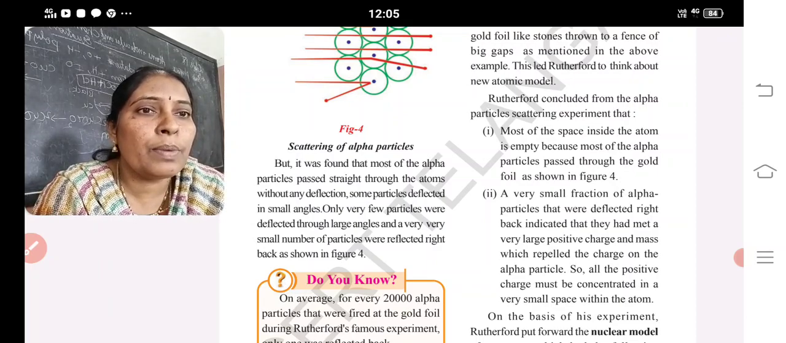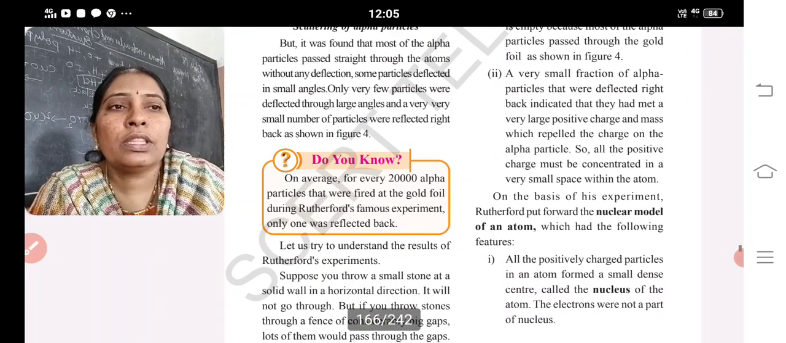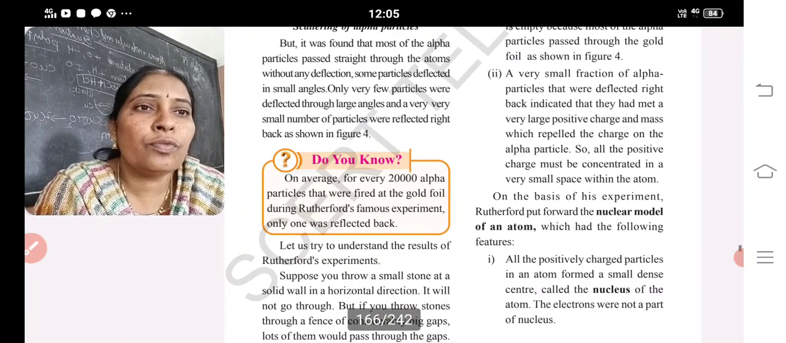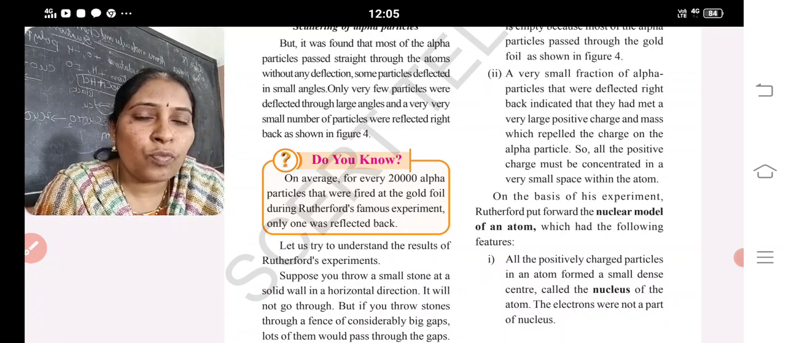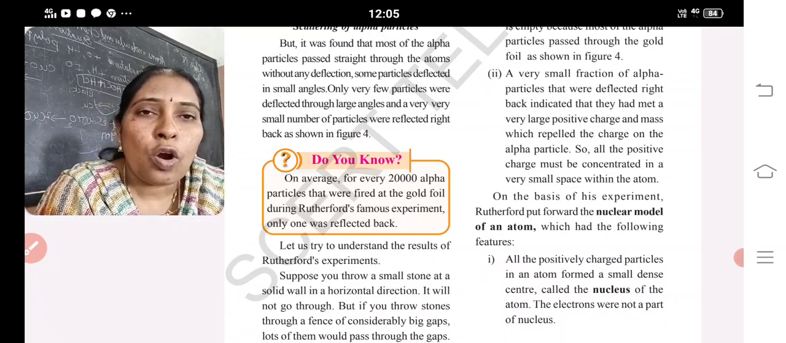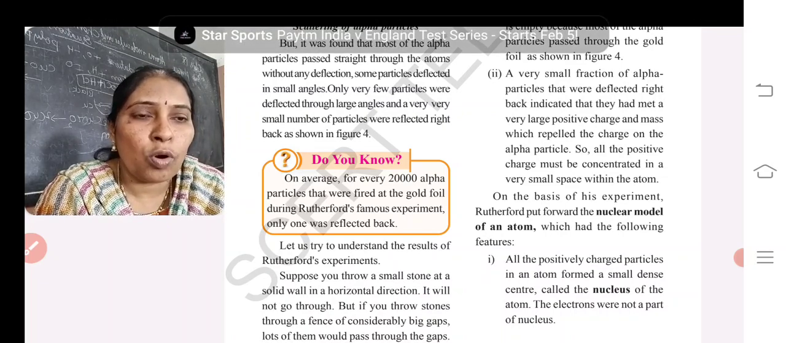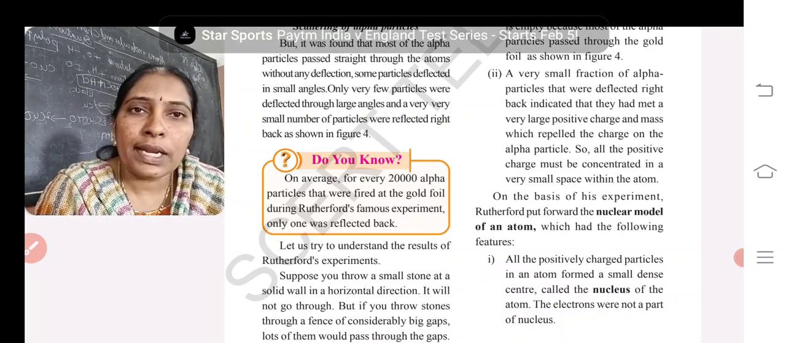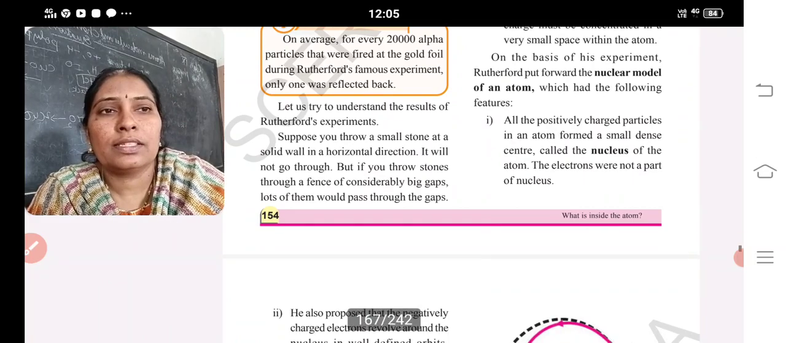So all of the positive charges must be concentrated in a very small space within the atom. On the basis of this experiment, Rutherford put forward the nuclear model of an atom, which has the following features. All the positively charged particles in an atom form a small dense center called the nucleus of the atom, and the electrons were not a part of that nucleus.